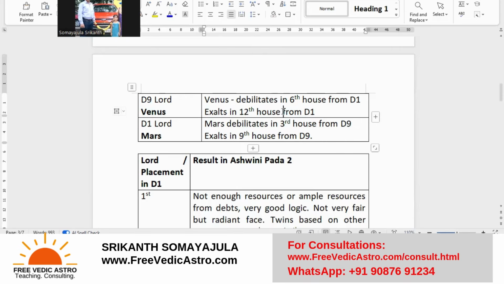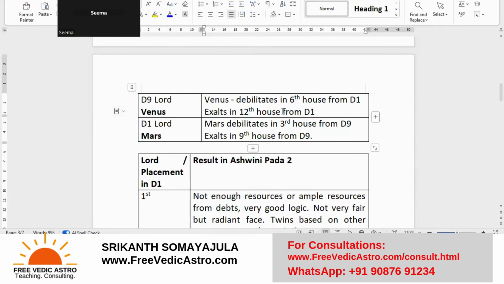I'm not very sure if people have examples here. When I taught this in the class yesterday in Telugu, people came up with examples of their own. One example is Capricorn Lagna, Saturn in the Ashwini side. Somebody has an example. Seema has an example.